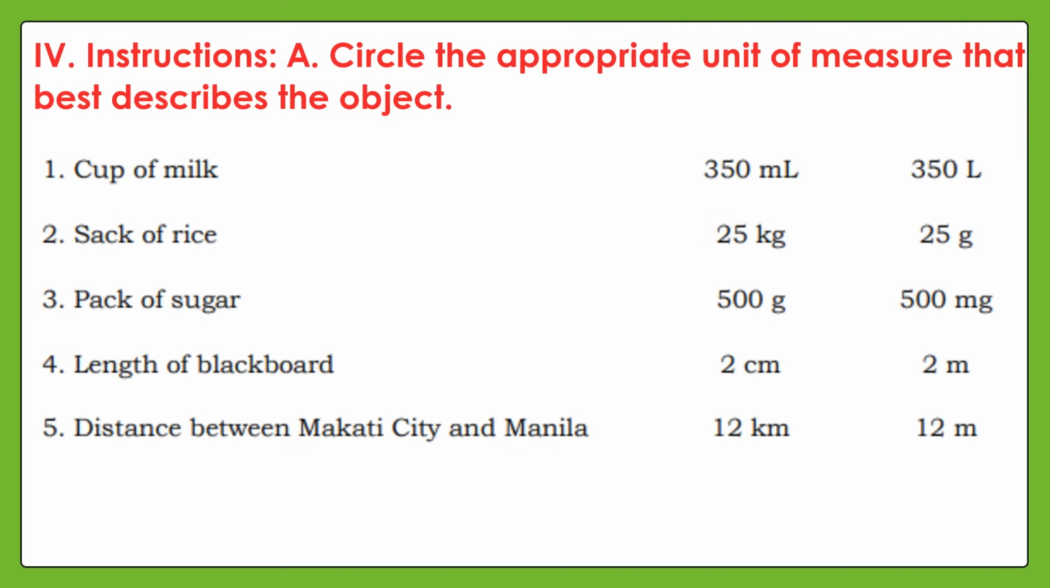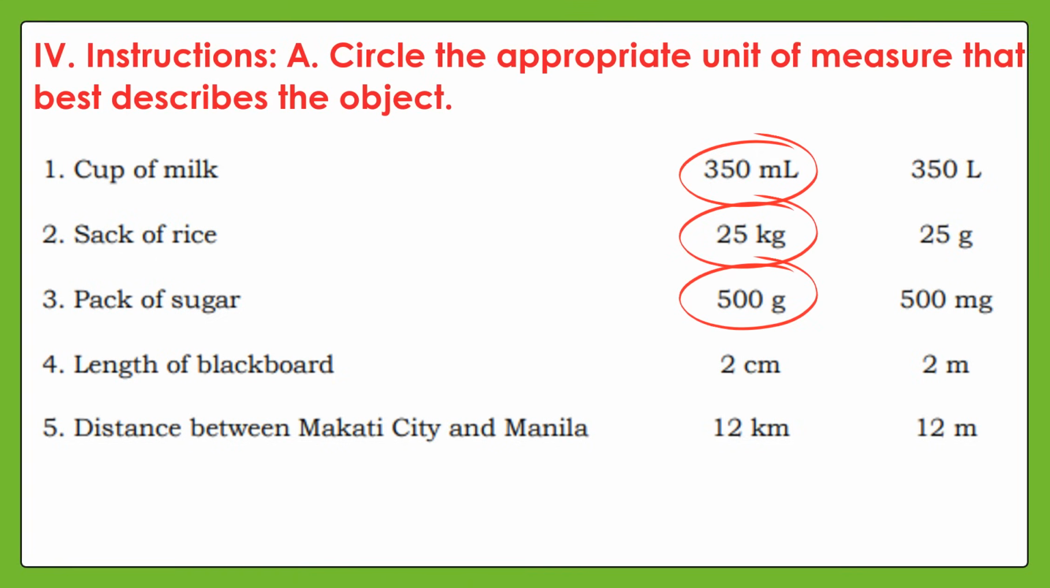Number 1, cup of milk. The answer is 350 milliliters. Number 2, sack of rice. The answer is 25 kilograms. Number 3, pack of sugar. The answer is 500 grams.